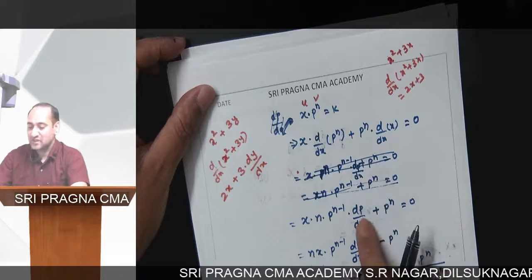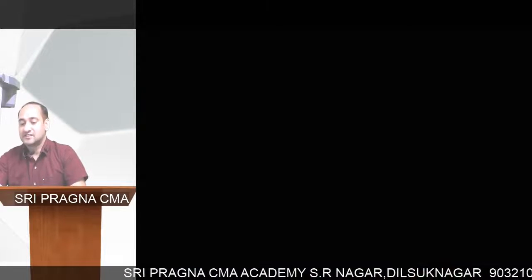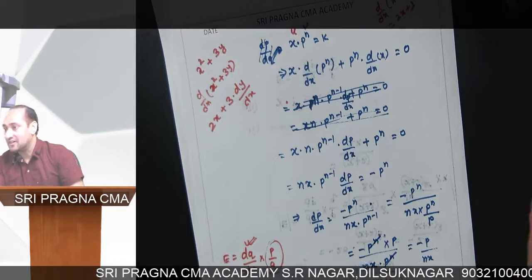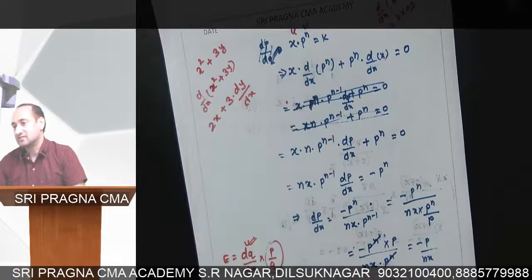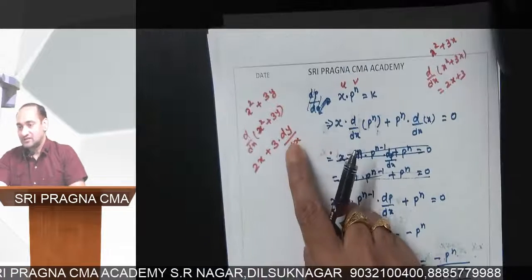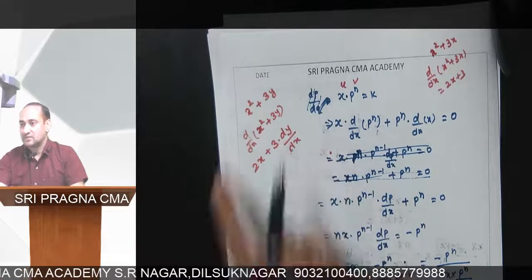Similarly, if you see here the p part, whatever the p part is, p is just a type of y only. That's why we have done the differentiation, and after that we have written dp by dx. Clear? Is it clear now? This example will help you to understand the concept.